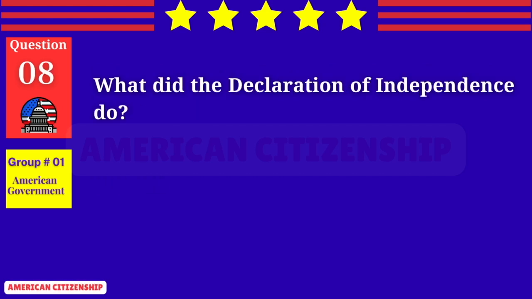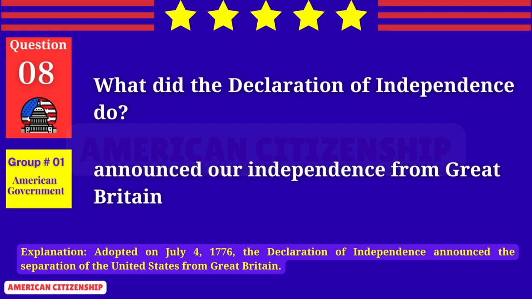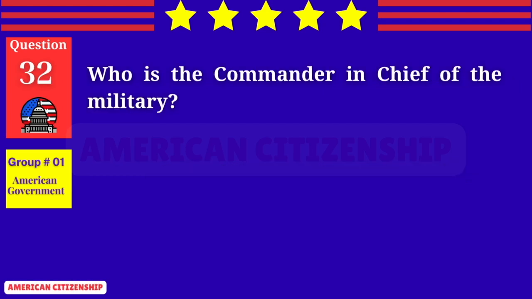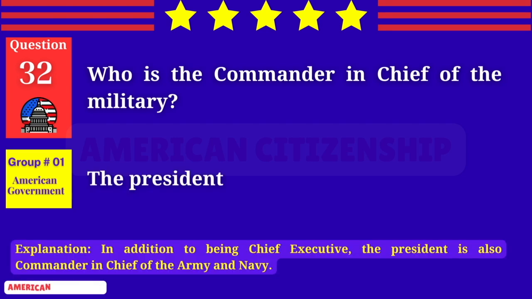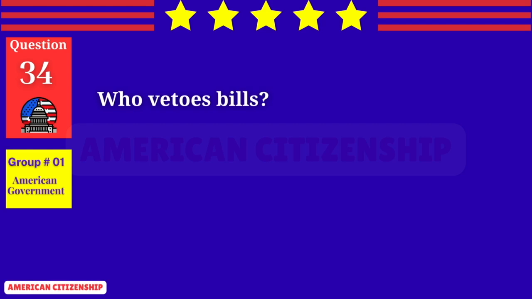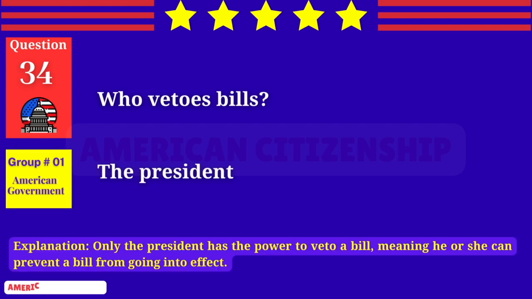What did the Declaration of Independence do? Announced our independence from Great Britain. Who is the Commander-in-Chief of the military? The President. Who vetoes bills? The President.